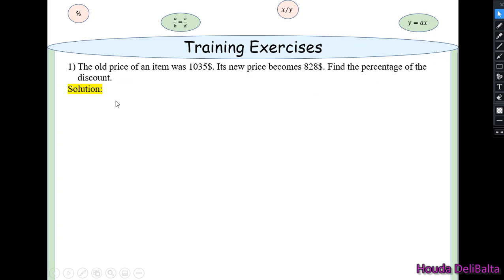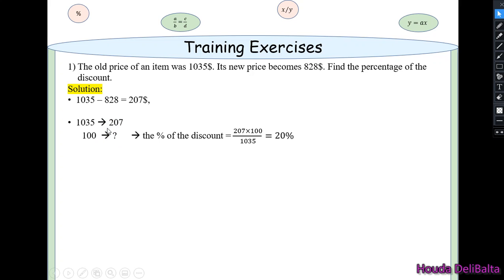Now to find the percentage of the discount, what should I do first? Think a little bit. What should we do to find the percentage? First of all, we need to find the actual discount, which is this. By subtracting the initial price minus the new price, we will get the amount of the discount and not the percentage. Now how to find the percentage? We put the total, which was this. In this number, 1035, there was $207 discount. So what about 100? That's what we are going to do. Cross multiplying, we will get that the discount is 20%. So the discount that occurs here is 20%.